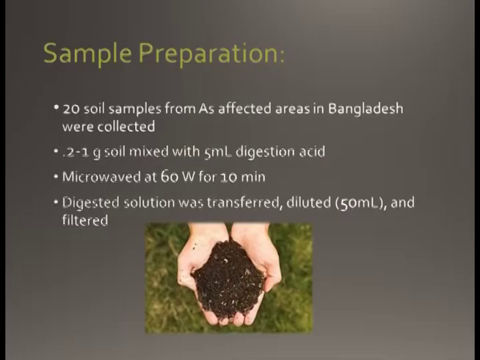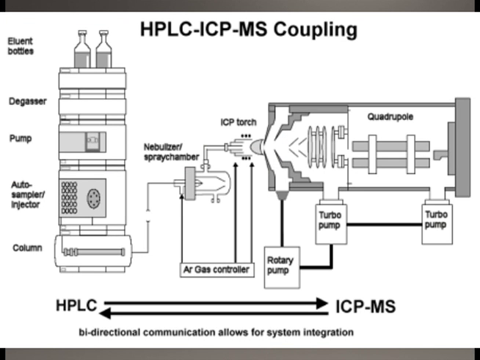And this was good because since we're focusing on the inorganic species, since they're the most harmful, this is why this solvent was the best to use. And so we microwaved the solution at 60 watts for 10 minutes, and then this digested solution was then transferred, diluted to 50 mils, and filtered once more before it was analyzed. We're using IC-ICP-MS in this case because of its multi-element capabilities. And so before we can use it on the environmental soil samples, they needed to test the validity of using this instrument for the soil samples.